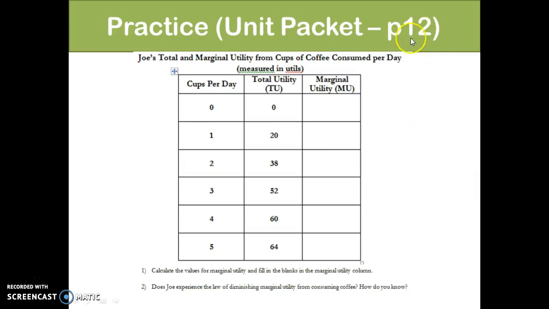So you can practice on page 12 in your packet. Pause the video and do those exercises, and then I'll show you the answers here on this slide and the next.